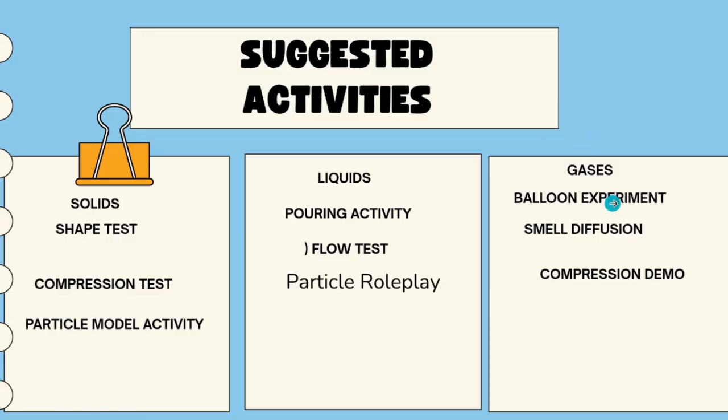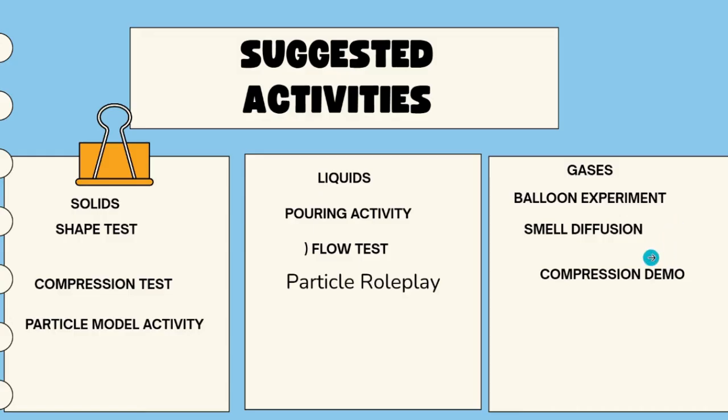Lastly, let us look at gases. In the properties, we say that gases have no fixed shape, no fixed volume. Particles are far apart and move freely and quickly. And also, we discussed that gases are easily compressed and spread out to fill space. We can try using a balloon experiment. When you blow air into a balloon, the gas expands to fill the available space.